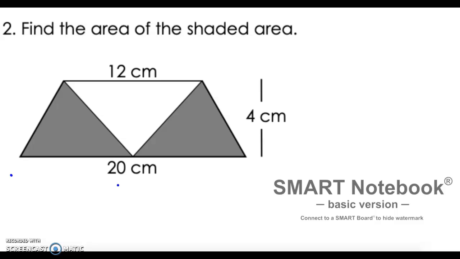Okay, this problem says find the area of the shaded area. So you see our whole figure here is a trapezoid, and then the part in here that is white, not shaded, is a triangle. So what we need to do to find the area of these two shaded parts is we're going to have to find the area of the whole trapezoid. Then we're going to have to find the area that isn't shaded, so the area of this triangle, and then subtract: the area of the trapezoid minus the area of the triangle.